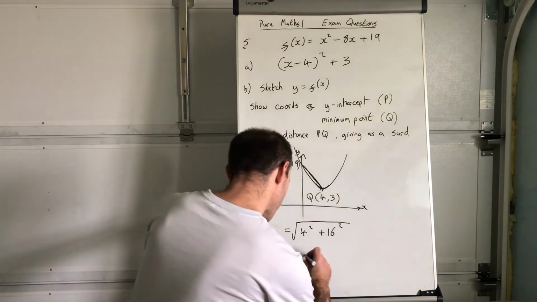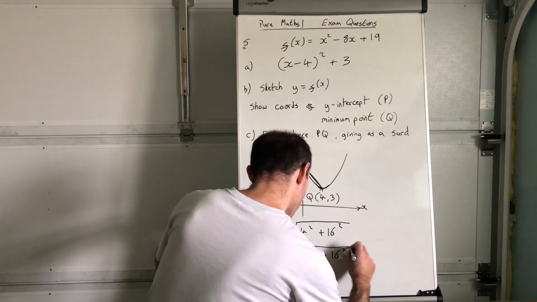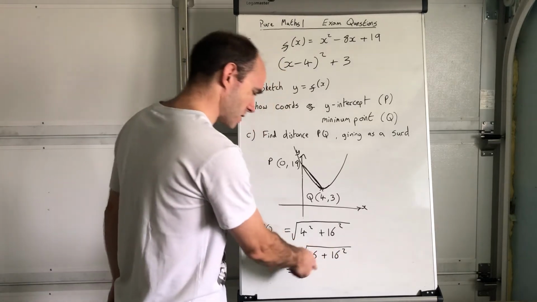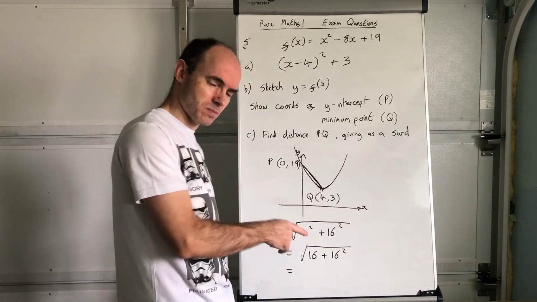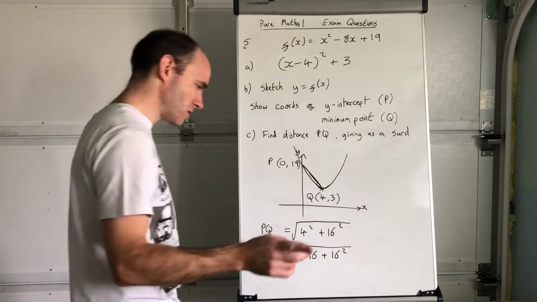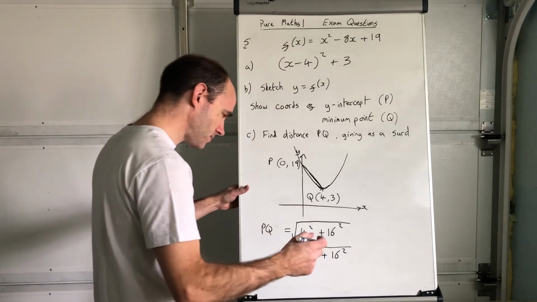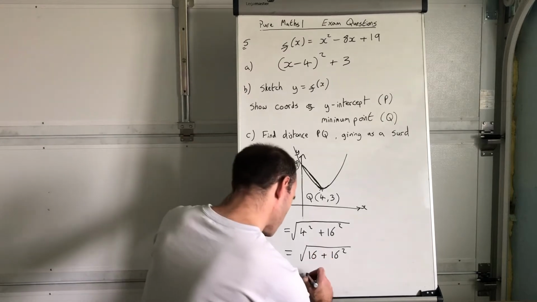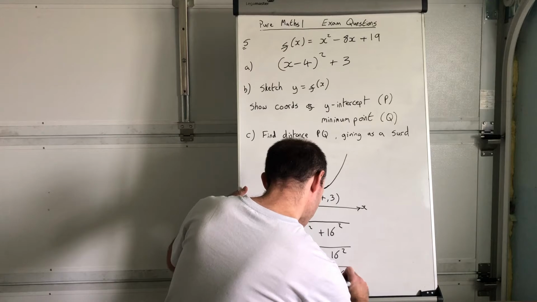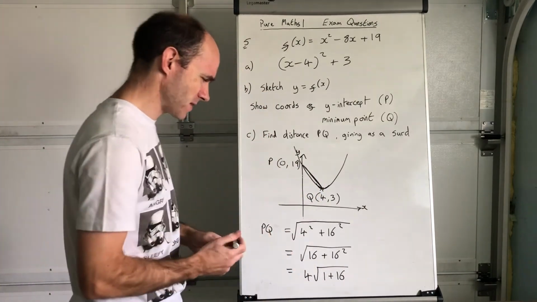I'm going to rewrite that as the square root of 16 plus 16 squared. 16 squared is 256, and 256 plus 16 is 272. It's not an easy number to simplify, is it? I've noticed that you've got a common factor there, 16, so I'm going to take that outside the bracket and write it like this: 4 and then square root of 1 plus 16. Whoa, what happened there? Some of you are saying, how on earth did you go from this line to this line? Well, let me show you.